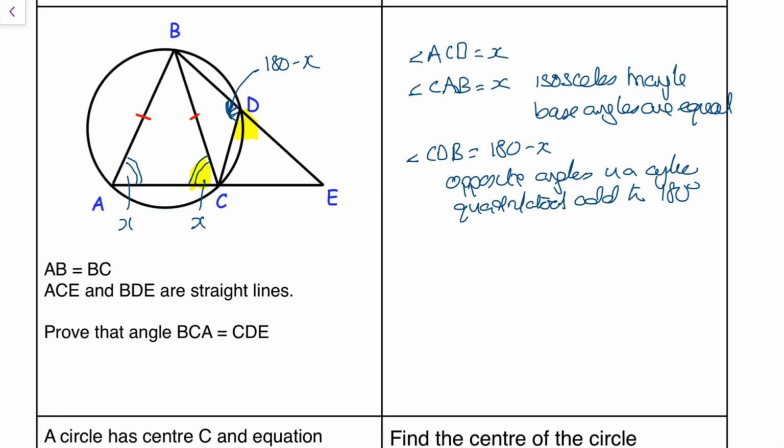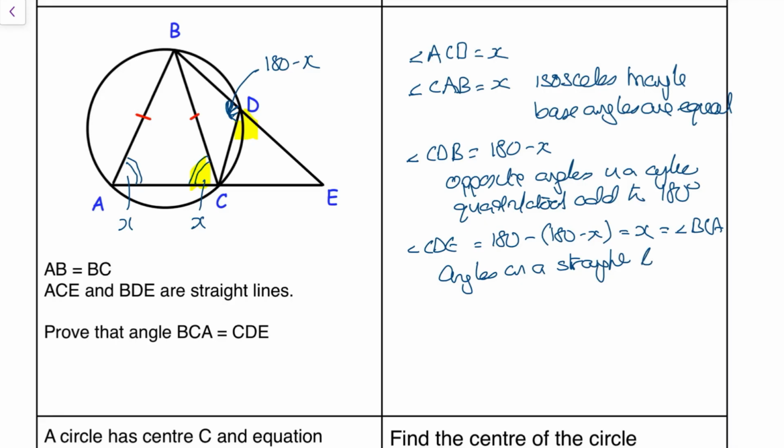So angle CDE is therefore going to be 180 minus 180 minus X, which is going to be equal to X, which is going to be equal to, what am I trying to prove? BCA. So it's going to be angle BCA, and that is because angles on a straight line total 180.